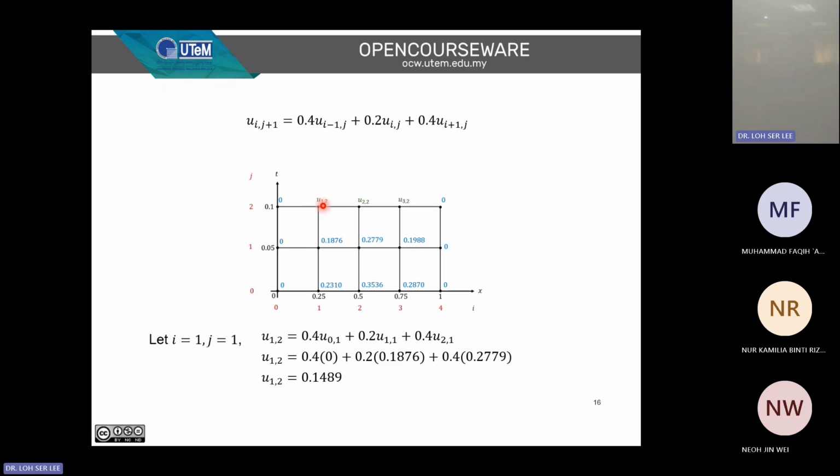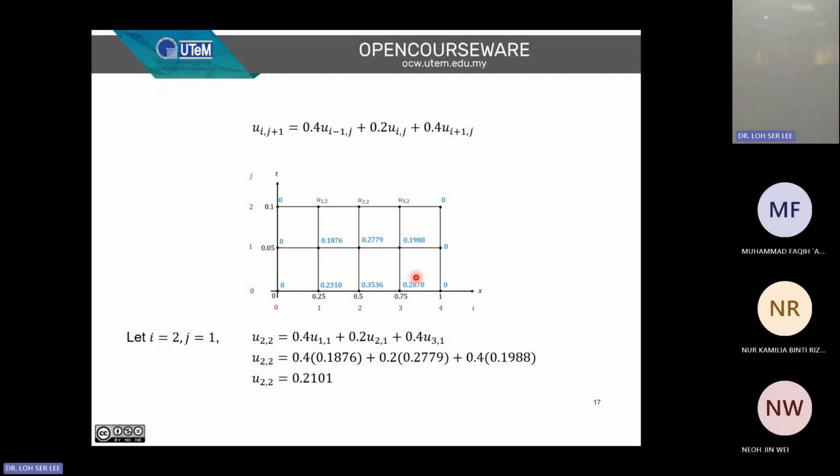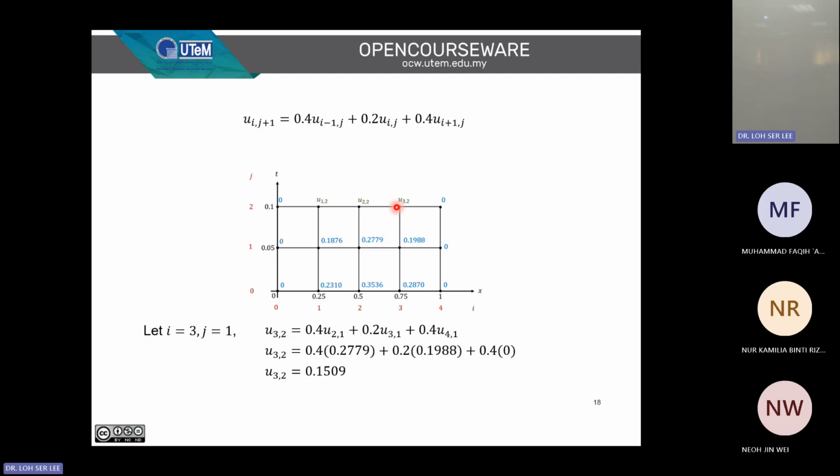Okay, U12 still, we will use this 1, 2, 3 here. Okay, and U22, 1, 2, 3, these 3. And U32, that means 1, 2, 3.